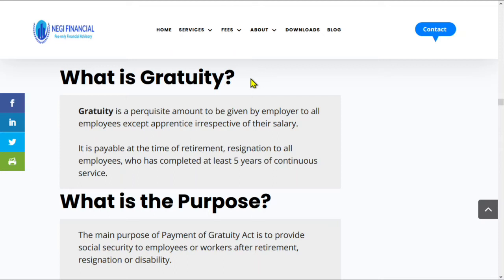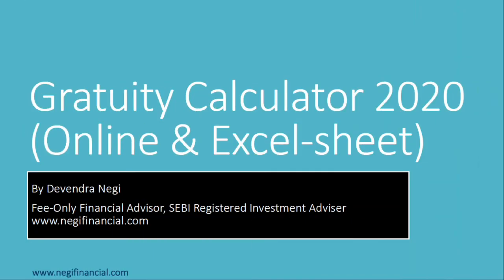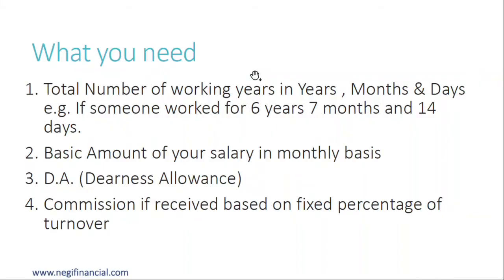So let's head over to what are the things that we need in order to calculate gratuity. First, we need the number of working years in terms of years, months and days. Suppose someone has worked for 6 years, 7 months and 14 days. The second thing, we need to know the basic amount of your salary in a month.